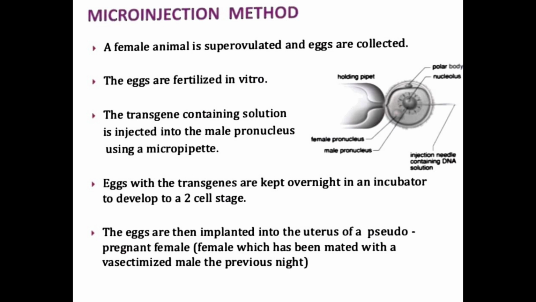As you can see in the picture, eggs with the transgenes are kept overnight in an incubator to develop to a two-cell stage. The eggs are then implanted into the uterus of a pseudo-pregnant female. It means a female which has been mated with a vasectomized male the previous night.